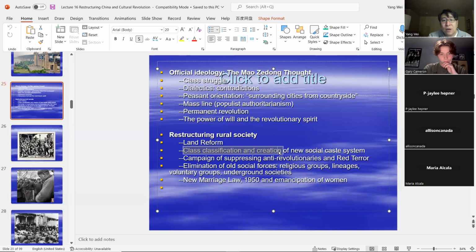And then furthermore, all population in China was classified into different classes, right? According to Marxism, the state will look at how much money you have to give you a class label. For example, you may be labeled as a rich landlord. If you're labeled as a rich landlord, you will have a hard time in China.